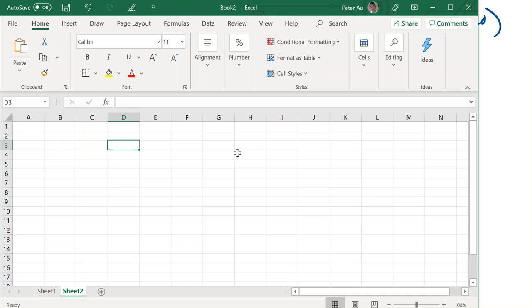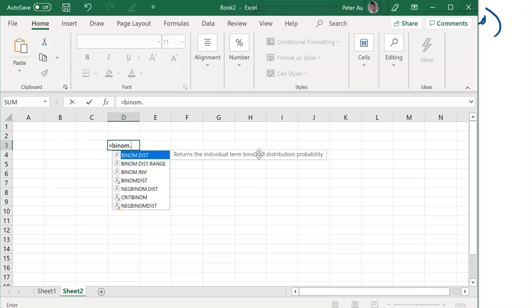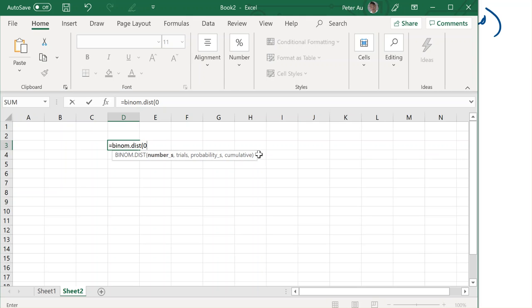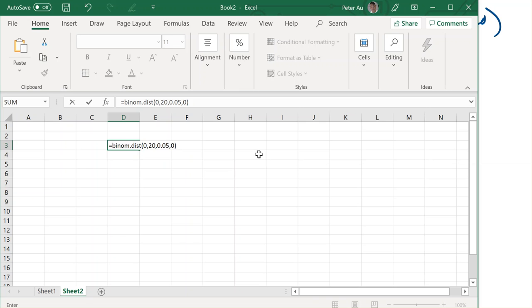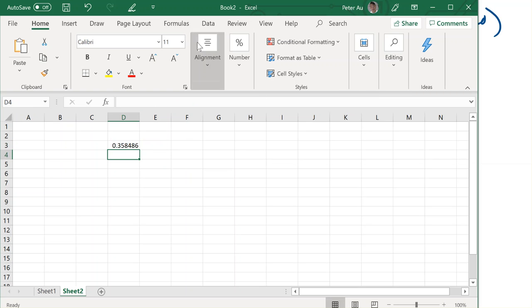We can also use Excel. If we use Excel, then we type equals BINOM.DIST, bracket, the number of successes, 0, comma, the number of trials, 20, comma, the probability of success, 0.05, 5%. And do you want it to be cumulative? No, I do not. I just want exactly 0. So I put 0, or you can type false as well. And you see it's 0.358.